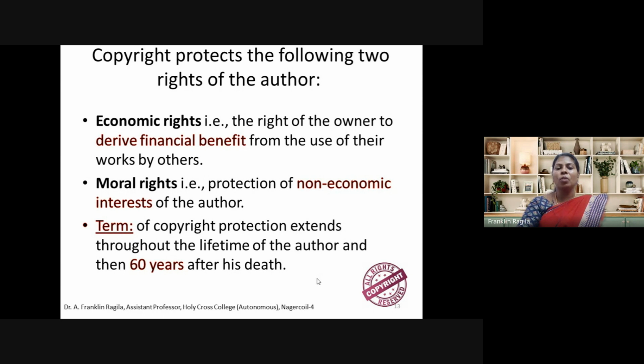And second one is moral rights. Moral rights are the other rights like the reputation of the author and his integrity, which is not the economic interest of the author. And coming to the term of copyright, the copyright can be extended throughout the lifetime of the author, and after his death, for another 60 years.